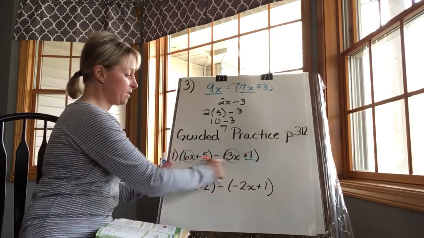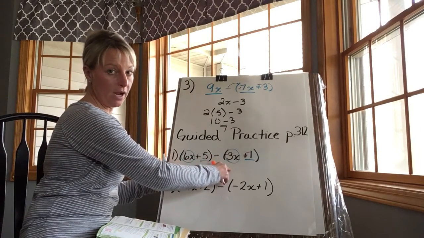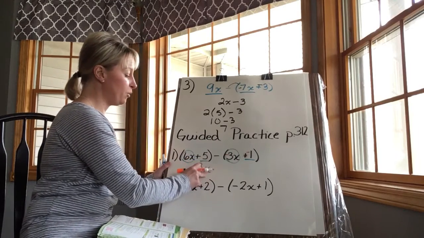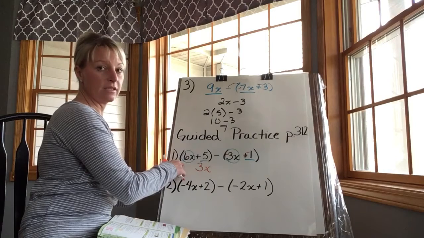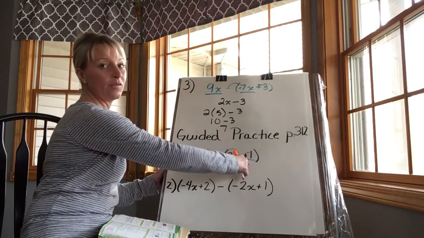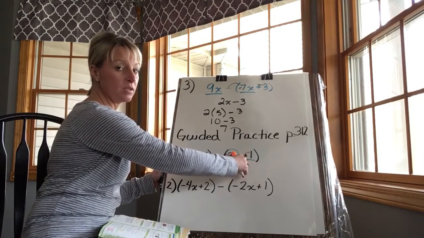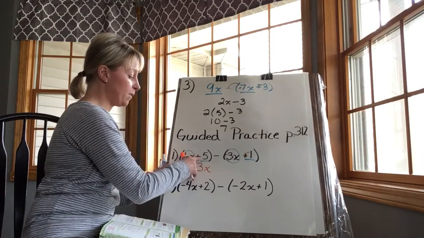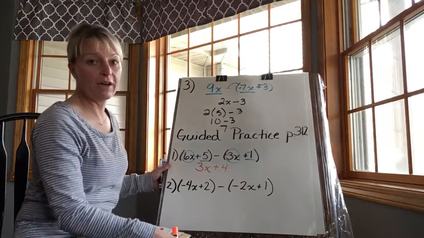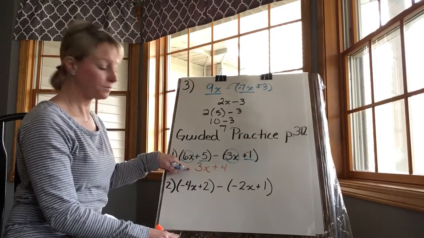Then we combine 6X and a negative 3X. Well, one's positive, one's negative, so you're going to just subtract. 6 minus 3 is 3. You're going to keep the variable there with it. 6 is the greater number, so we're going to keep it positive. We have 5 and a negative 1, so one's positive, one's negative. You're going to subtract. 5 minus 1 is 4. Keep the sign of the bigger number, so it's plus 4. Hopefully, after you practiced and tried it, you got 3X plus 4.